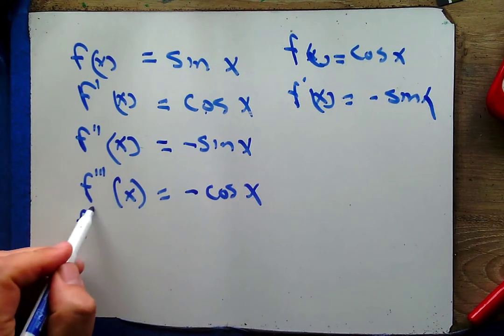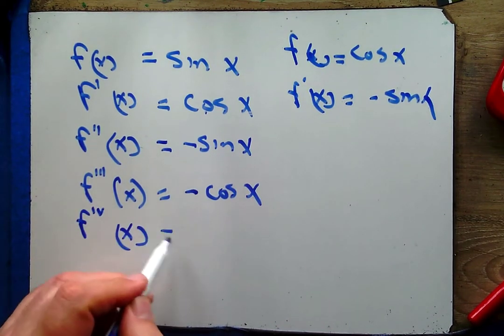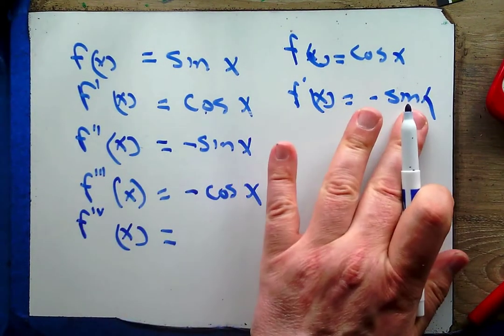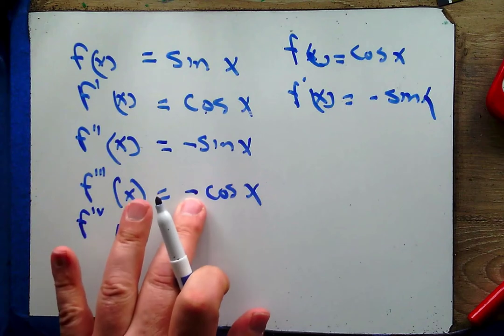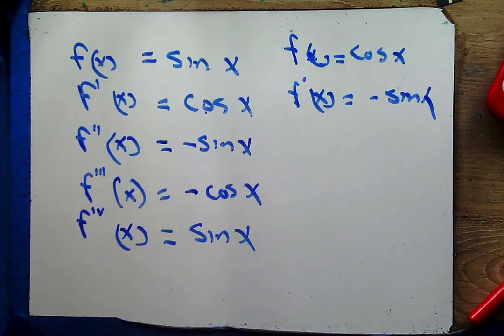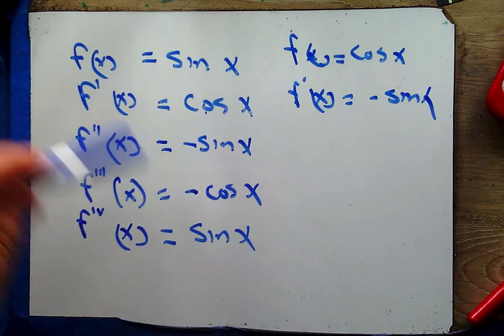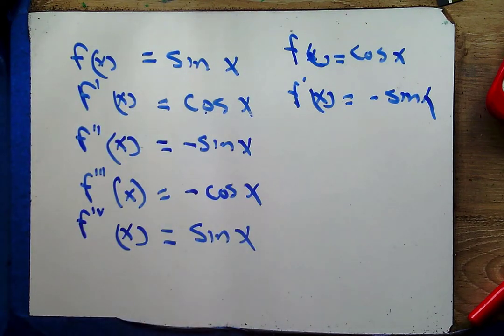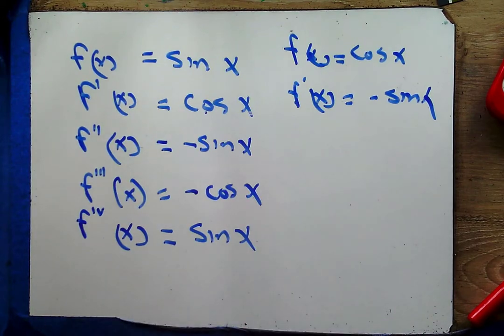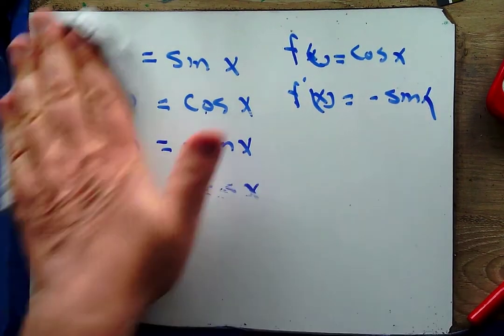And how about the fourth derivative? Well, the fourth derivative is the derivative of cosine. The derivative of cosine is negative sine times that negative out in front, and so we get back to sine. Okay, and we just cycle through all those options. Great. So next we need tangent and cotangent.